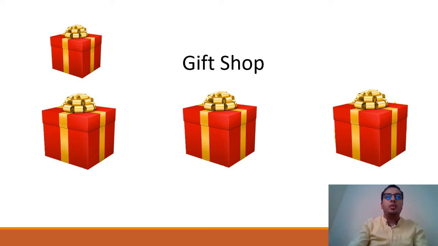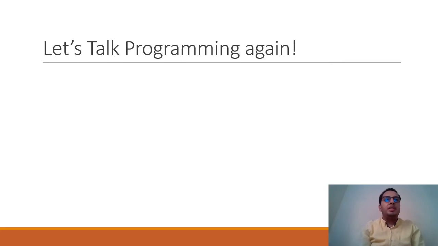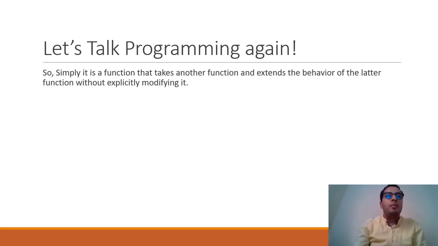And after that, we have a function, or let's call it a wrapping function, or the wrapper function in general. So the box here is the wrapper function that wraps all the toys in a gift box. Okay, let's get back to programming. So simply a decorator is a function that takes another function, which in our case is the toys, and extends the behavior, which is the wrapping, without modifying the toys, the main function itself.